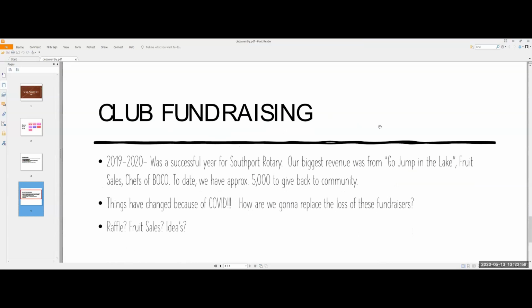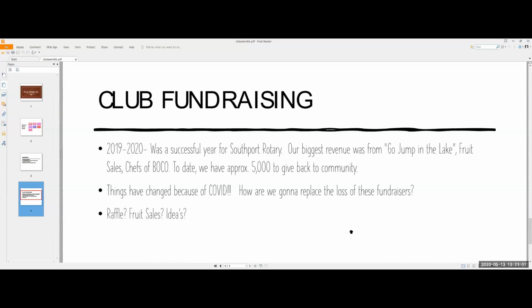Our 2019-2020 year was very good for revenue. We had the Go Jump in the Lake, we had the fruit sales, and the Chefs of Brunswick County. So right now, I could be wrong about this number, but I think we have about $5,000 to give away. We have kind of held back on doing those local grants until we see what else happens to our world here. Because of COVID, a lot of things have changed.